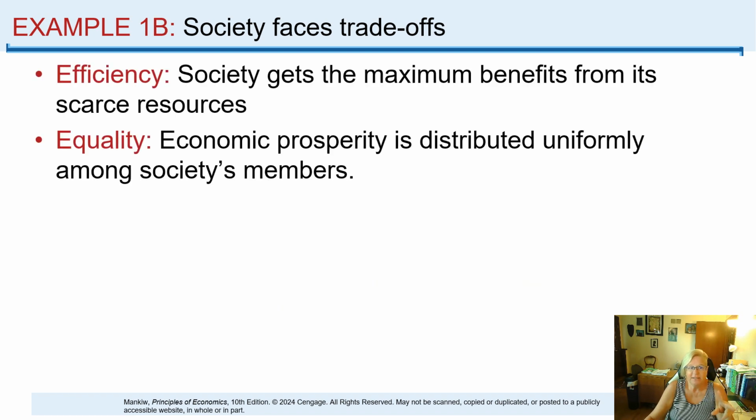We also look at the difference between efficiency and equality, and this will be something that you'll probably confront in your first exam. When we talk about getting the maximum benefit of these scarce resources, remember all resources are scarce. And when we look at prosperity, I like to look at it this way, that efficiency is the size of the economic pie.